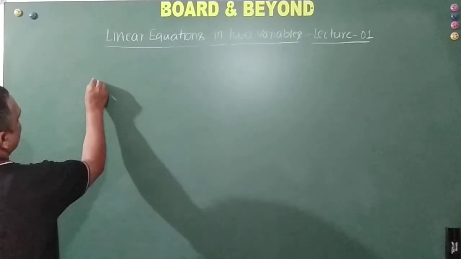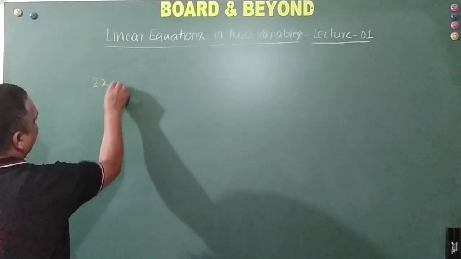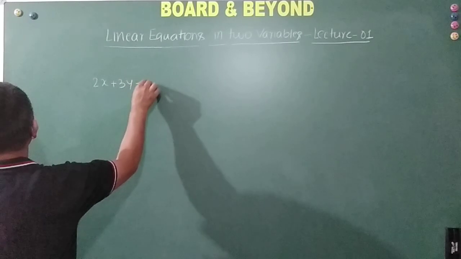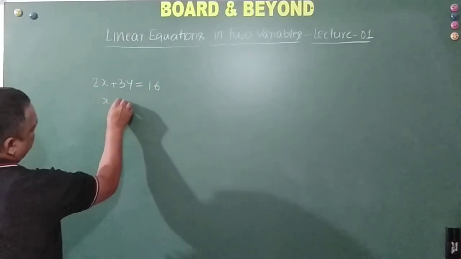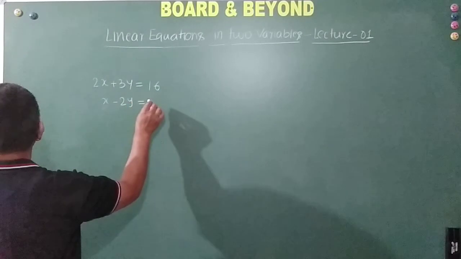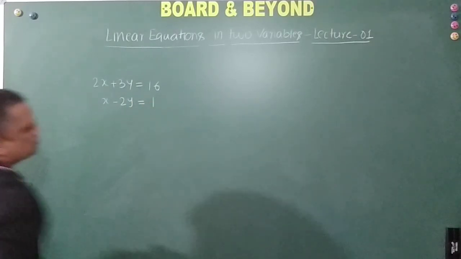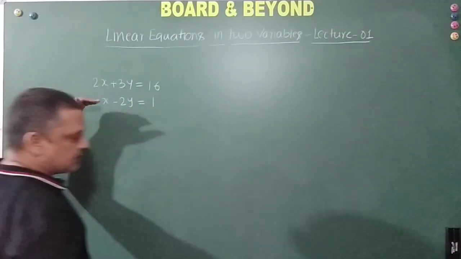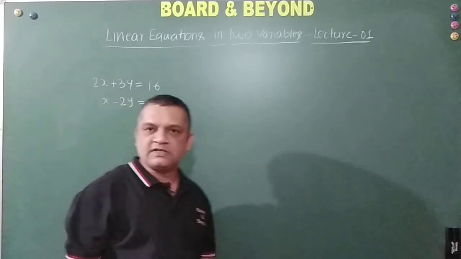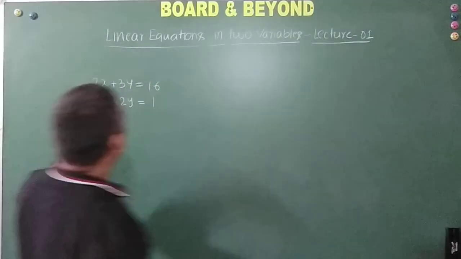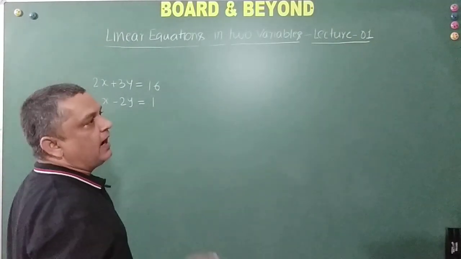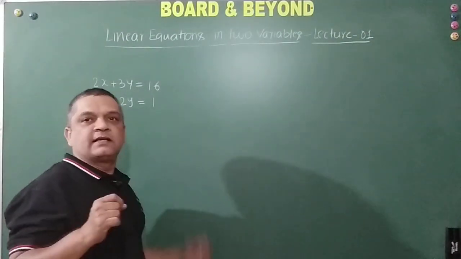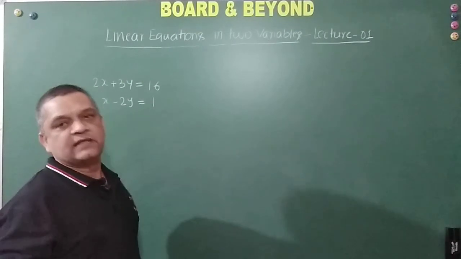So 2x plus 3y is equal to 16 and x minus 2y is equal to 1. These are the two equations that have been given to us, friends. We are expected to find the values of x and y, and hence say that yes, these two are simultaneous linear equations.